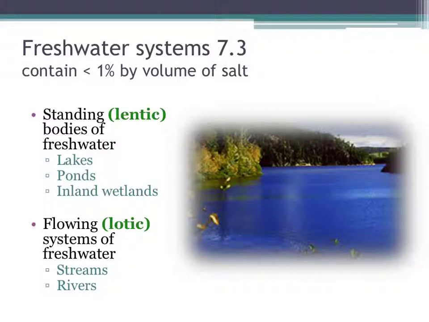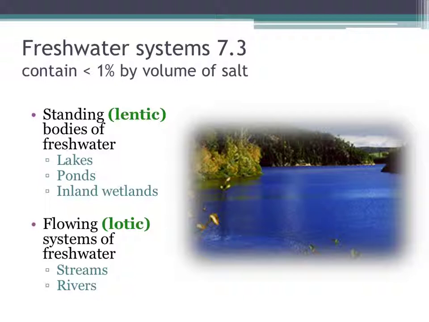Chapter 7, Lecture 3 is going to talk about freshwater systems, which, of course, living in our area, we are much more familiar with. Freshwater systems by nature contain less than 1% by volume of salt. Keep in mind that marine systems have about 3% or greater. There are two types of freshwater systems, either standing or flowing.